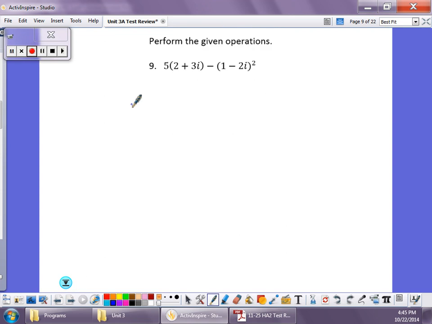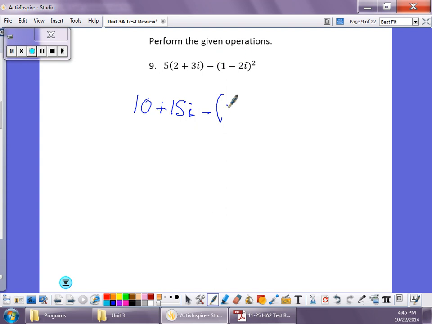Here we just want to perform the given operation, so this is just testing your knowledge of imaginary numbers. The first thing you would want to do is just distribute the 5. So you get 10 plus 15i minus 1. Oh, I'm sorry, that's being squared. But we have to be careful here that this whole part is being subtracted.